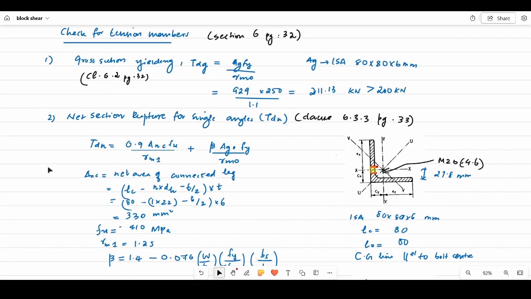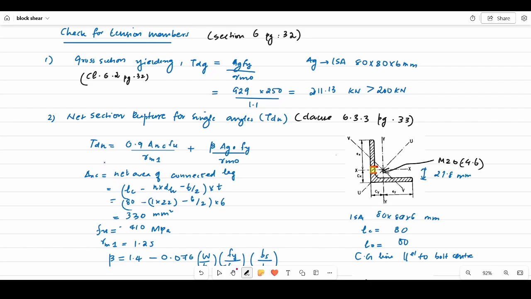Next is to find the rupture strength. Now clause 6.3 of section 6 on page number 32 deals with rupture strength, but for a single angle section we have to see clause 6.3.3 on page number 33. This talks about the rupture strength of an angle connected through one leg. So here only one leg will be connected to our gusset plate. This is the leg, and the bolt will be provided along the centroid of the angle section which we consider. And this value of Cx is obtained from IS 808 itself. Cx, Cy values are given.